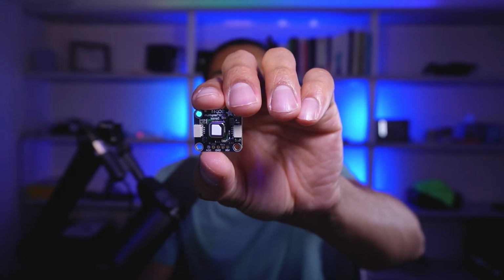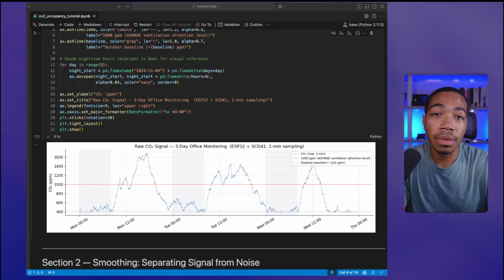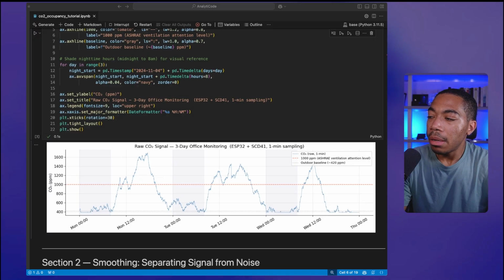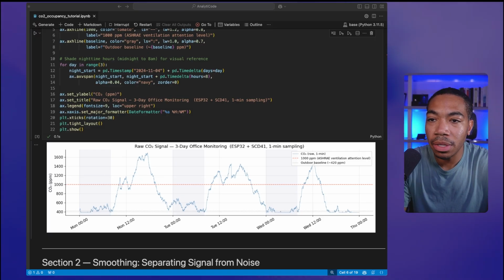This is a CO2 sensor and it costs about $20. And for 3 days, it sat in my office silently recording data. And this is what that data looked like. Now, some people might see noise, just random fluctuations, but this is really the record of those 3 days.